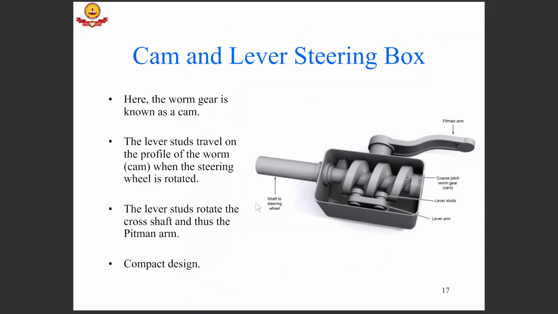Then we have a cam and lever arrangement. Okay, here the worm gear is known as the cam, and lever studs travel on the profile of the worm gear when the steering wheel is rotated. So the rotation of the steering wheel would result in motion of this lever arm. So the lever stud rotates the cross shaft and thus the pitman arm. It's a very compact design.